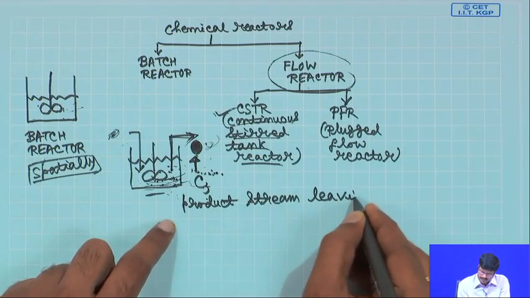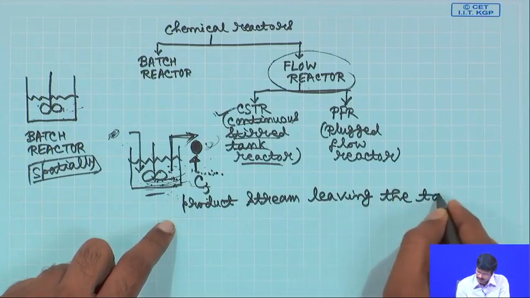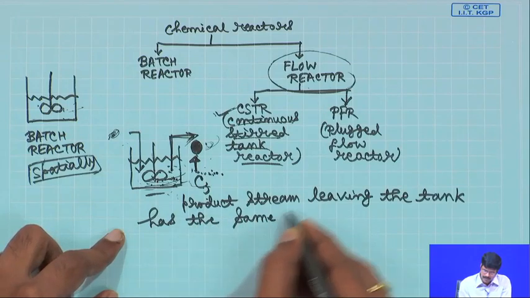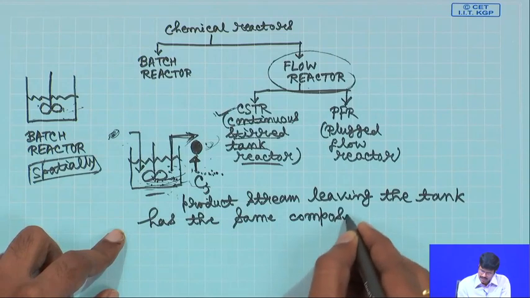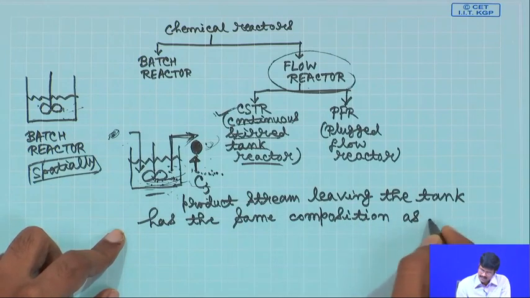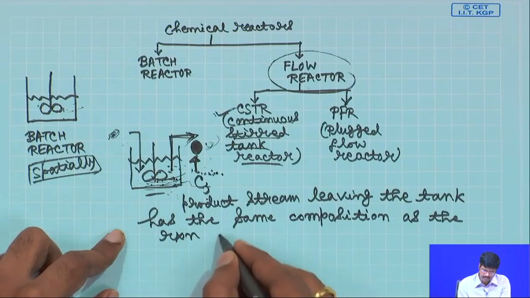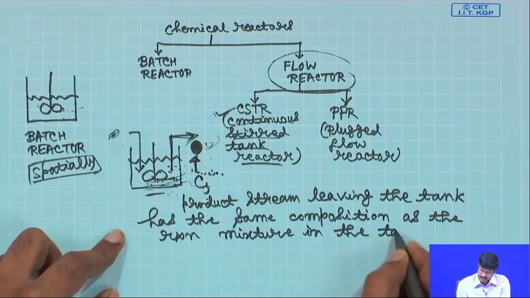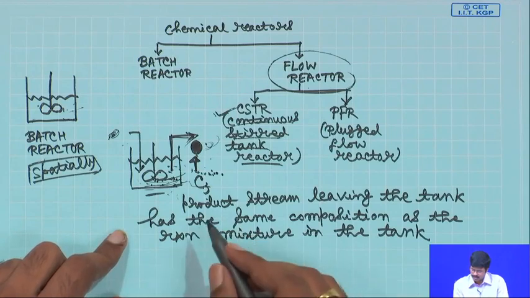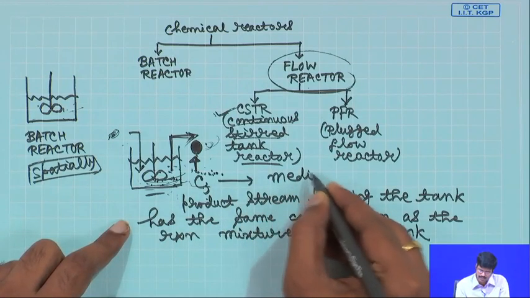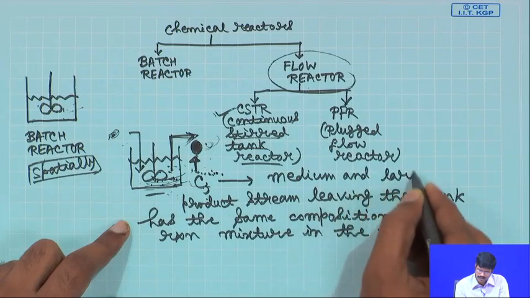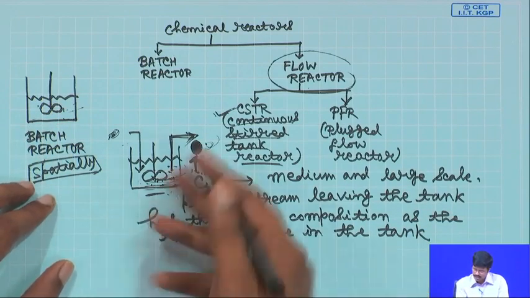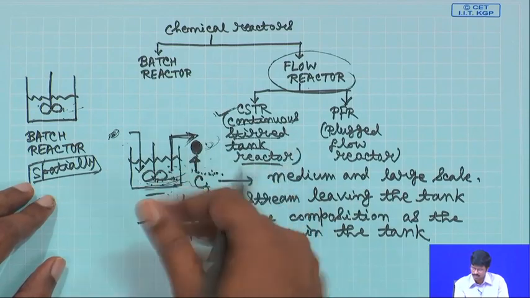leaving the tank has the same composition as the reaction mixture in the tank. Okay. This is suitable for medium and large scale production. So, this is for small scale batch reactor. And the reactors are costly, but with lower labor cost, all these things we have discussed, because of the automatic control.